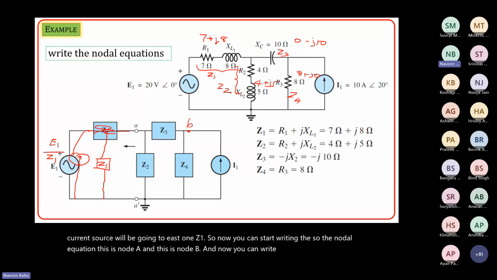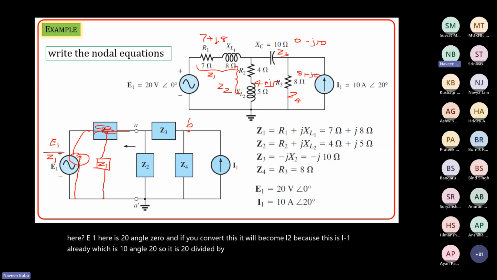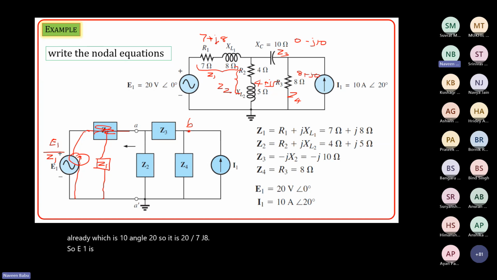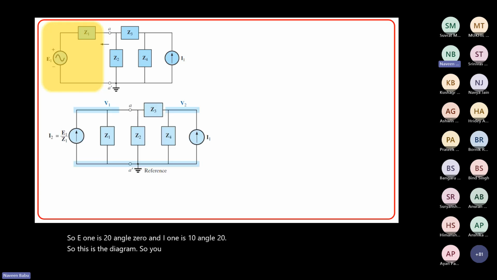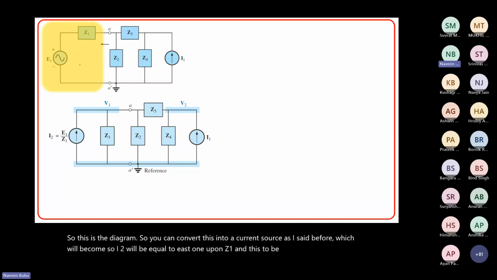So what is E1 here? E1 here is 20 angle 0. And if you convert this, it will become I2, because this is I1 already, which is 10 angle 20. So it is 20 divided by 7 plus j8. So E1 is 20 angle 0 and I1 is 10 angle 20. So this is the diagram. You can convert this into a current source, as I said before, so I2 will be equal to E1 upon Z1, and this will be Z1 again, which will come in parallel now.